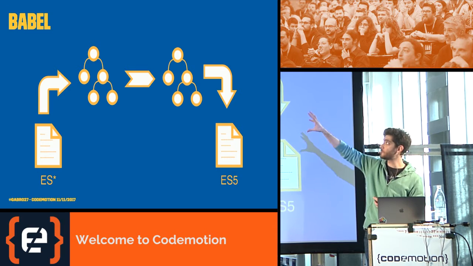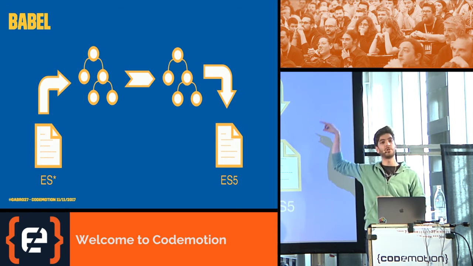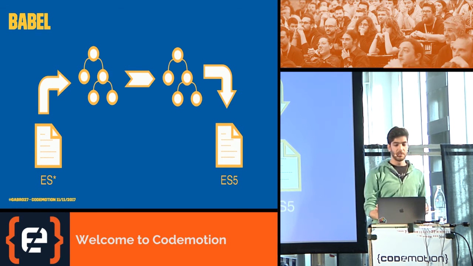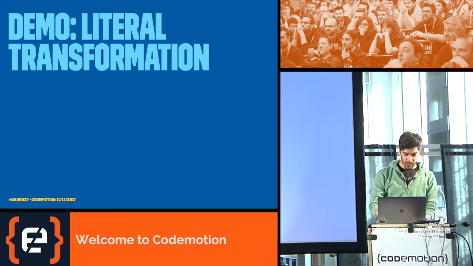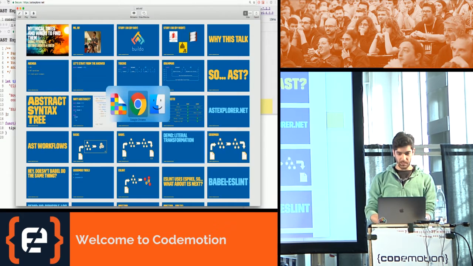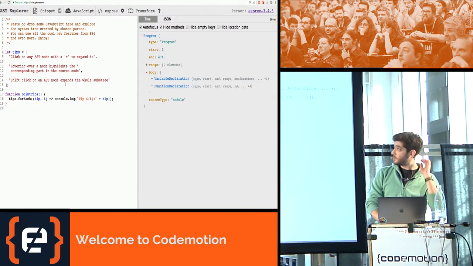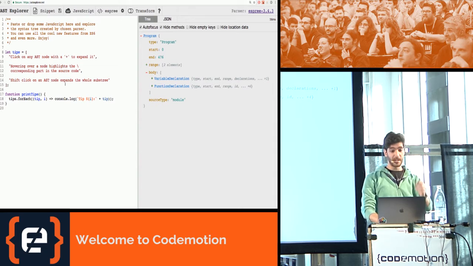So there is this parsing, transforming, and printing. And this is the full toolchain that Babel supports. So let's do a demo here. Okay, perfect. So this is AST Explorer, the website that I mentioned.